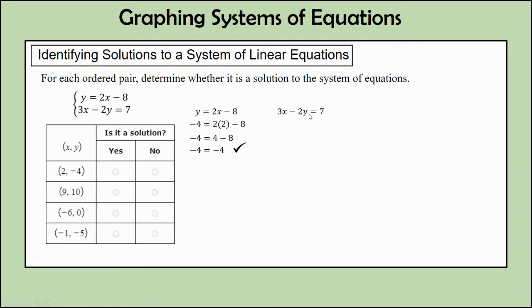Now my second equation, I'm going to plug in the same thing: 2 in place of x, -4 in place of y. I'm going to get 6 plus 8 is 14, and 14 equals 7. That's false. So if your ordered pair doesn't make both of these true, then it isn't the solution. It's got to make them both true. All right, let's move on to the next ordered pair.